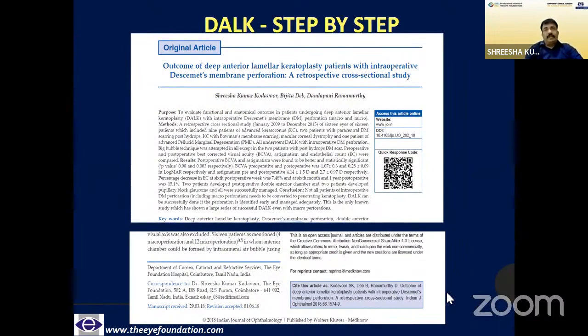Outcome of deep anterior lamellar keratoplasty patients with intraoperative Descemet's membrane perforation. We did a retrospective analysis, and fortunately, the post-operative prognosis when these perforations are successfully managed does not deviate from the expected prognosis in uncomplicated cases, because most of the time the DALK procedure can proceed as planned. Hence, the rate of intraoperative conversion to penetrating keratoplasty after small DM perforations has significantly dropped. In our case also, the percentage of conversions is very less. Out of 480 cases, we had 21 perforations, but only 7 needed conversion to PK.